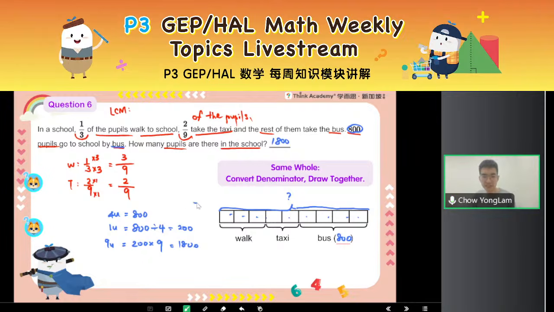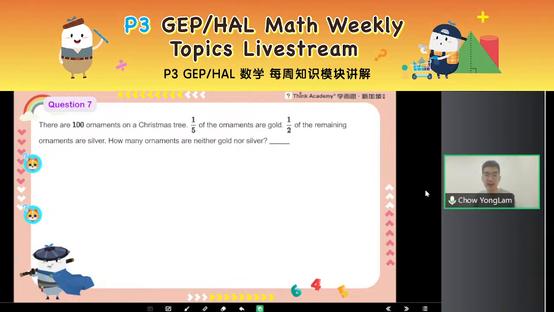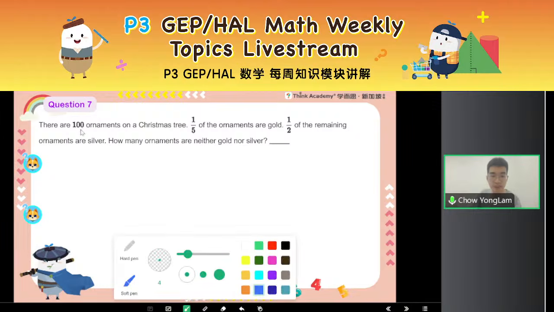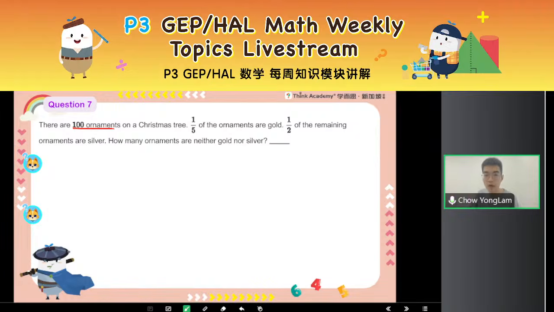Let's see. The next question says, there are 100 ornaments on a Christmas tree. Ornament means the decoration on the Christmas tree, right? 100 ornaments. 1 over 5 of the ornaments are gold. 1 over 5 of the ornaments, that means the entire total, are gold. But here's the next part. Read the question carefully. 1 over 2 of the remaining ornaments are silver. How many ornaments are neither gold nor silver? This time, I still have two fractions.